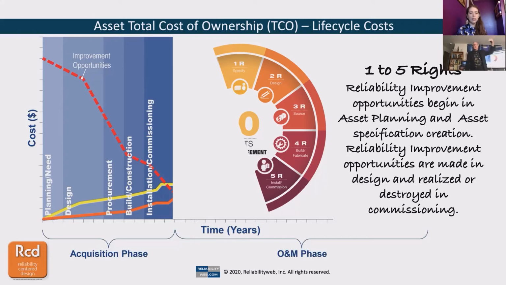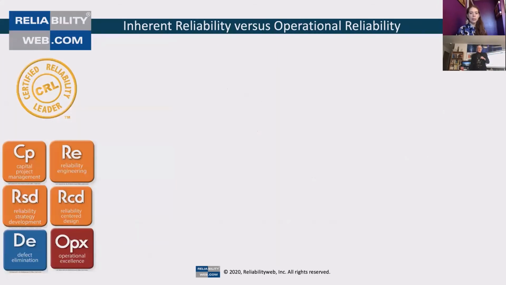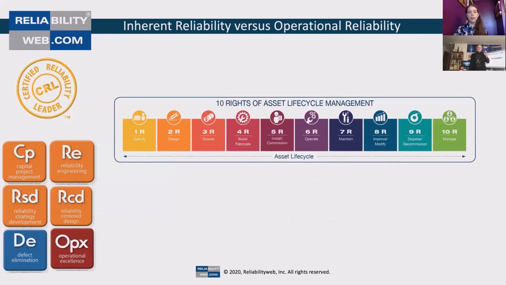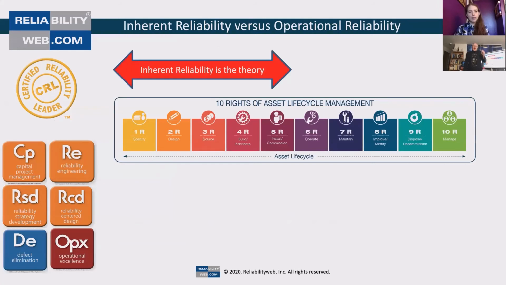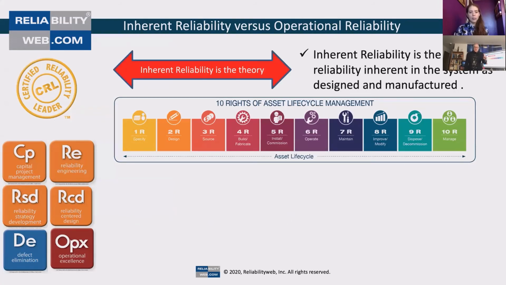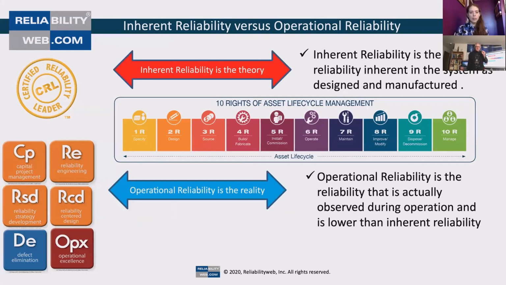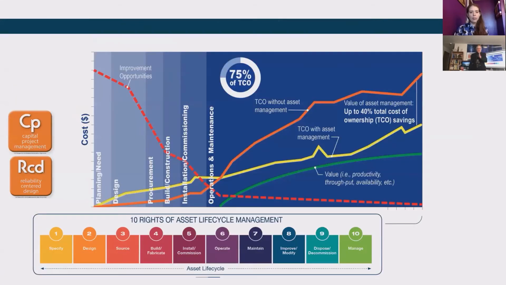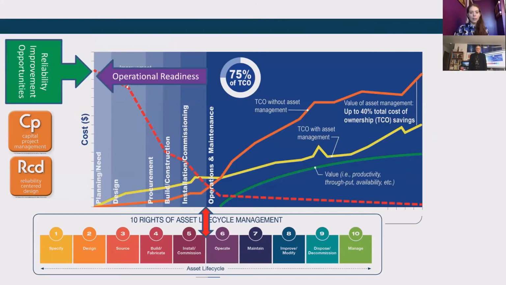Your opportunities to make reliability are in specification. They're in design. If we look at it, when you do design, build, install, and commission, that's inherent reliability. That's the reliability that was delivered with the system. And again, once you turn the switch on, if you look at that red line, once we get to operations, there's very little opportunity to improve reliability. That's the point of that.